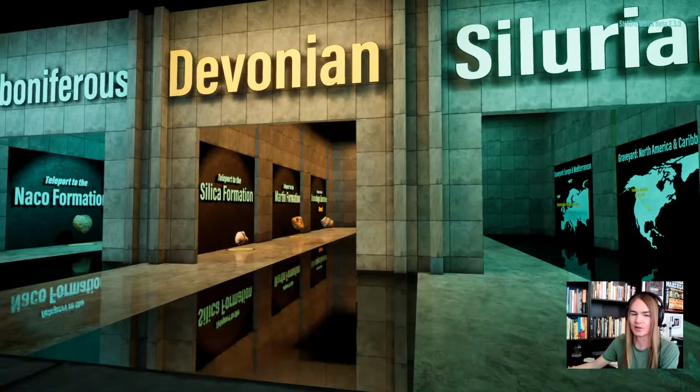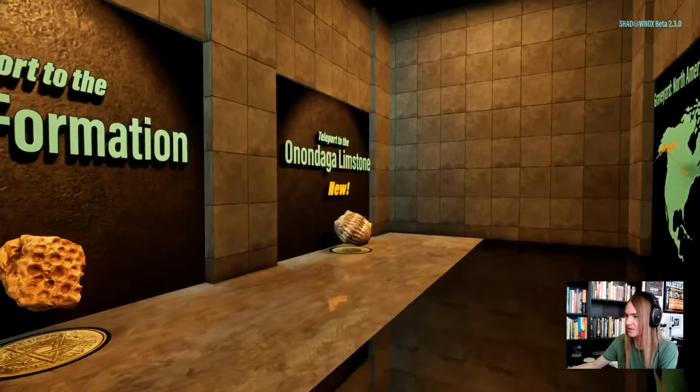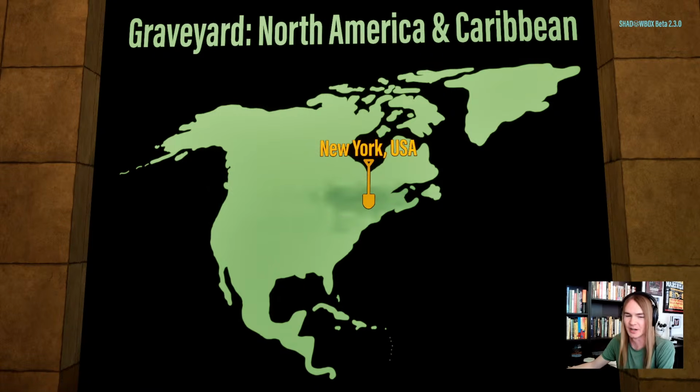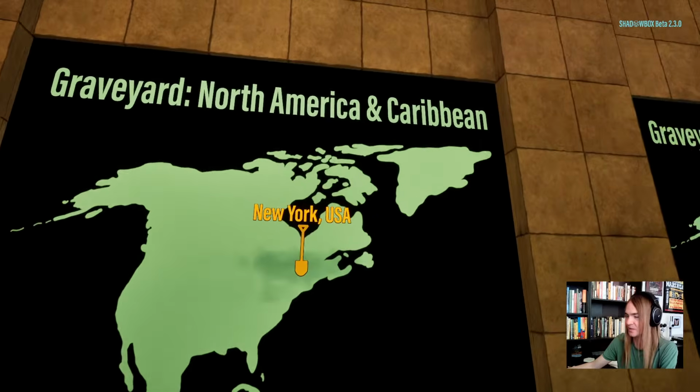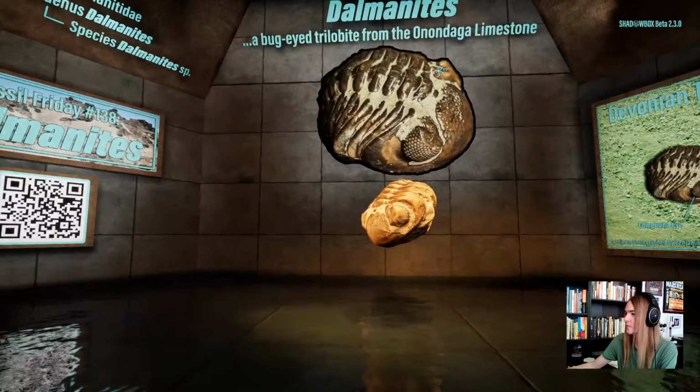And then our third exhibit that recently opened, we can go ahead and jump forward just a little bit. This is the Onondaga Limestone. It's exposed in several different areas in the eastern portion of North America. All the fossils in this exhibit are in New York State. Let's go ahead and teleport there.